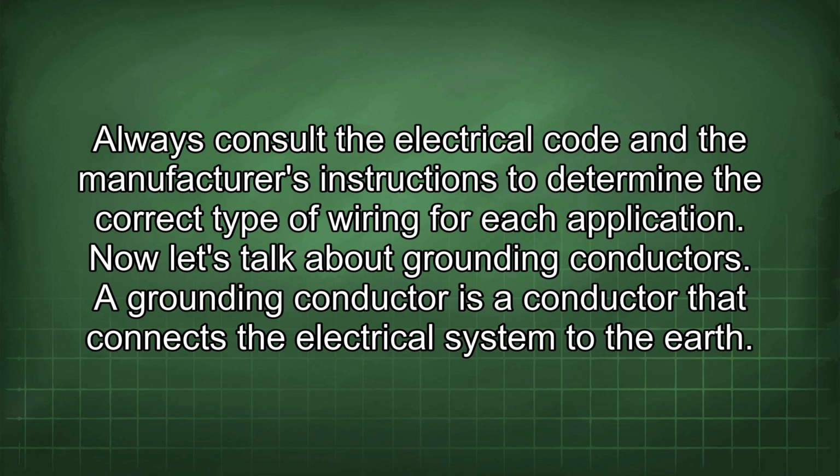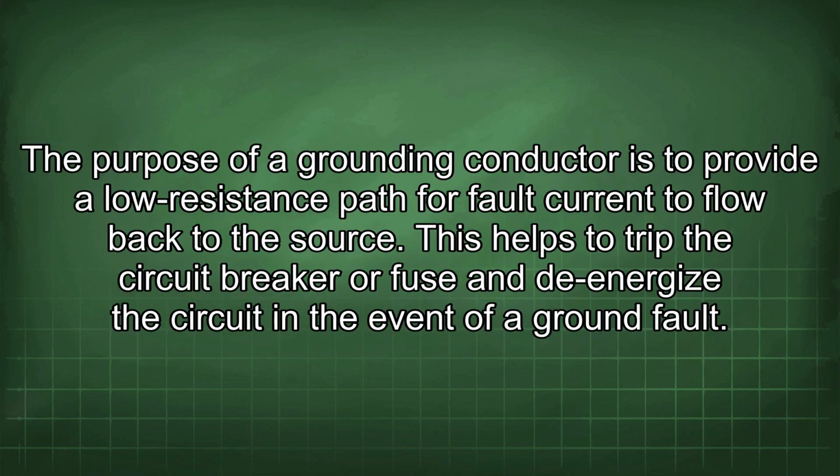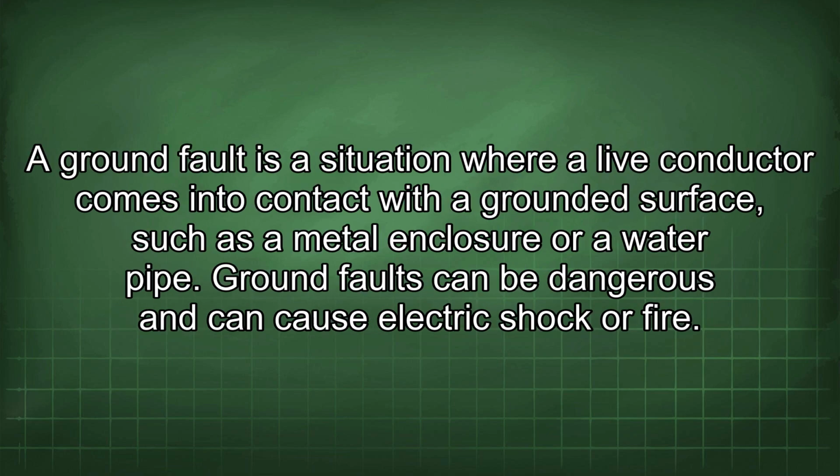A grounding conductor is a conductor that connects the electrical system to the earth. The purpose of a grounding conductor is to provide a low resistance path for fault current to flow back to the source. This helps to trip the circuit breaker or fuse and to de-energize the circuit in the event of a ground fault. A ground fault is a situation where a live conductor comes into contact with a grounded surface, such as a metal enclosure or a water pipe. Ground faults can be dangerous and can cause electric shock or fire.